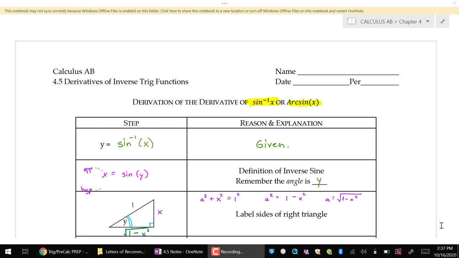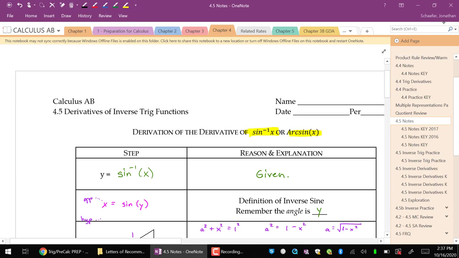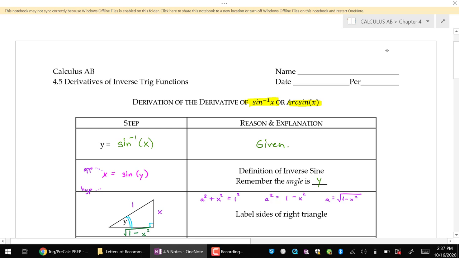This next video is going to talk about the derivatives of inverse trig functions. And when we say inverse trig, we're talking about arcsine or arccosine. And we want to make sure that we're familiar with the notation of inverse trig functions, and they're listed here and highlighted for you in yellow.